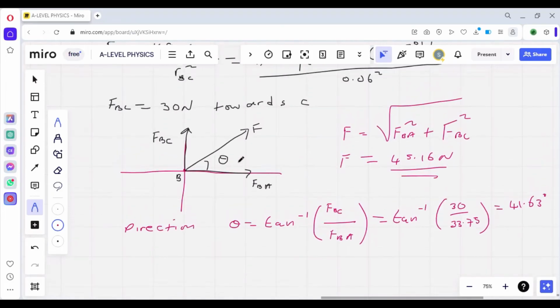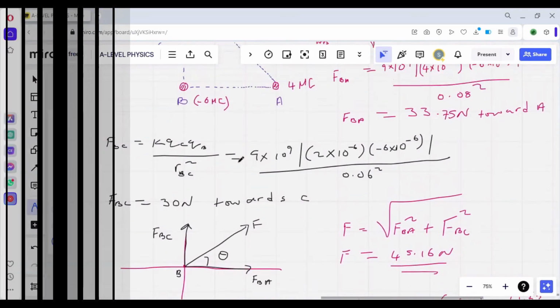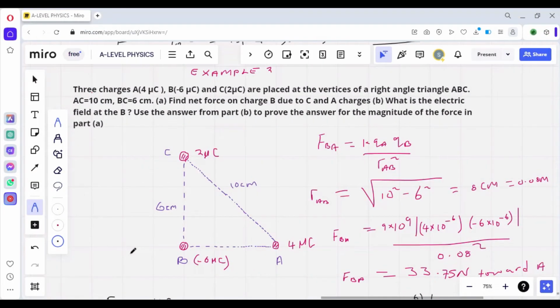Now let us look at the second question: calculating the electric field at point B due to the charge at point C and the charge at point A. Okay, in this case we will have to avoid the use of the forces calculated using Coulomb's law so that we can prove the answer in part A.